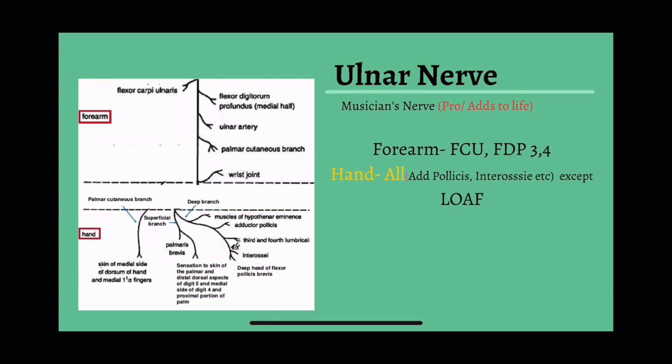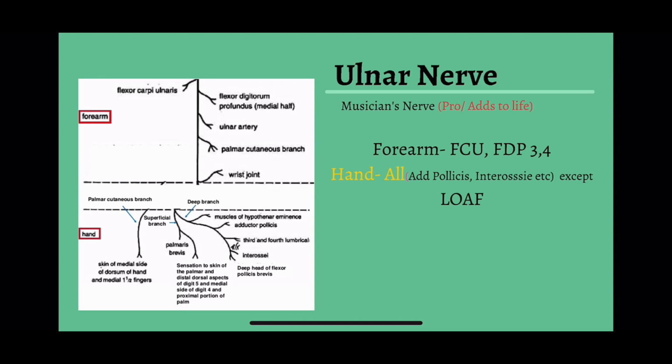So in the forearm, which is not the territory of the ulnar nerve, it will supply only two muscles. All the muscles, be it flexor carpi radialis, on the radial side, be it the FCR or flexor pollicis longus or the pronators, will be supplied by the median nerve. Only the muscles on the ulnar side, which are the flexor carpi ulnaris, as the name suggests, and the third and fourth FDP, will be supplied by the ulnar nerve.